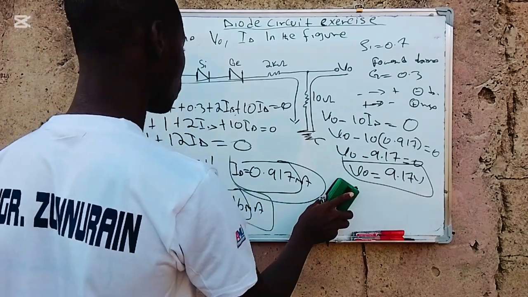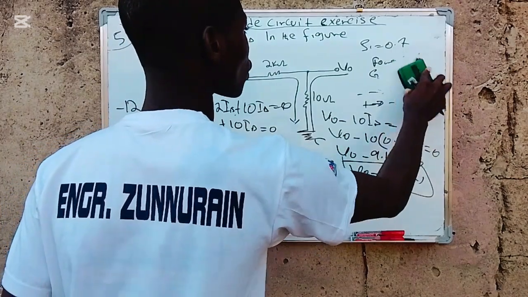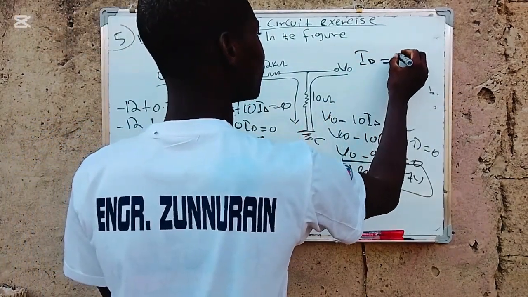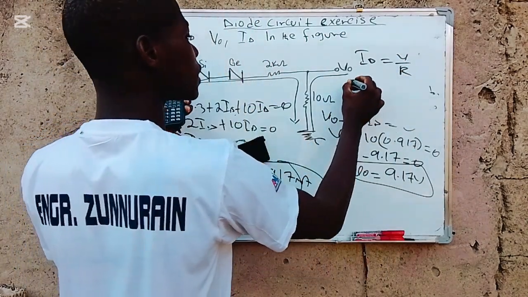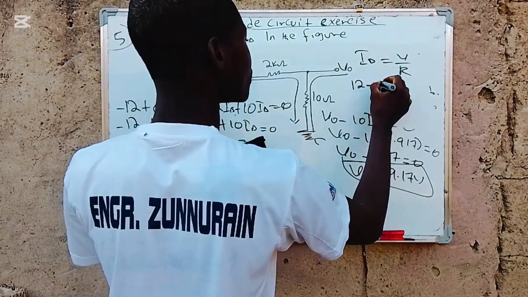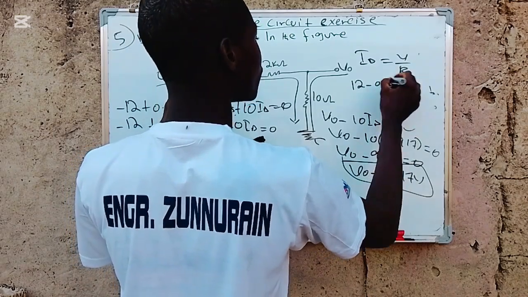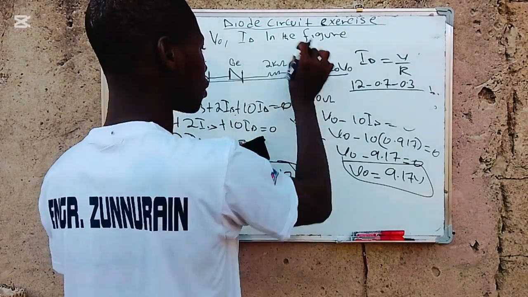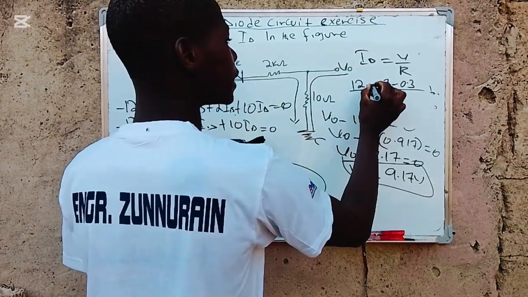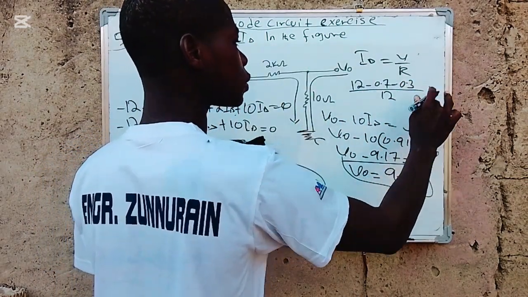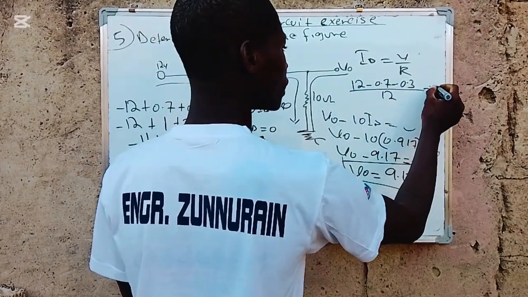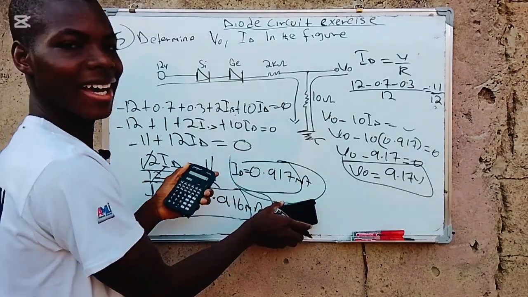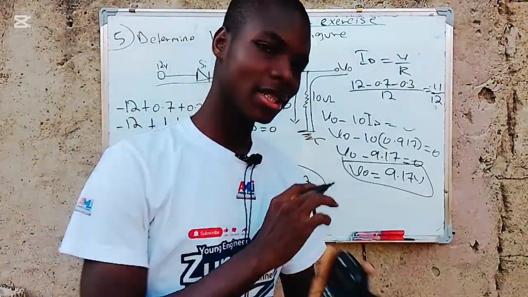But if I am to use another method, if I am to find the current directly by V over R, I have to say V is 12 minus 0.7 minus again 0.3, divided by the sum of this resistance, which is 12. So this minus will give me first 1. 12 minus 1 gives me 11 divided by 12. So as you can see, it gets back to this 11 divided by 12, which gives us the same.